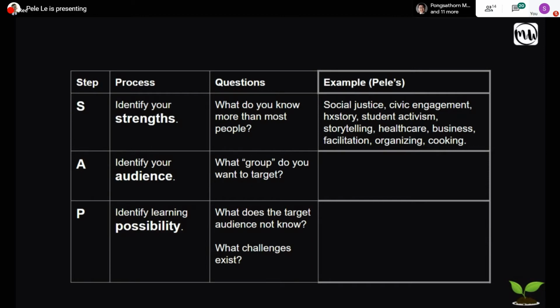Identifying my strengths, this is an important time to think about things that I've been doing that I want to incorporate inside of the VSA community and what I think would be important to learn. So I would say I'm pretty savvy in social justice, civic engagement, and storytelling. I graduated with a healthcare degree and now I'm in Washington doing nonprofit work. This is just a list of random examples.